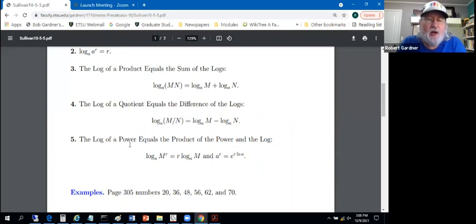And fifthly, the log of a power equals the product of the power and the log, that is log base a of m to the r equals r log base a of m. Notice that little exponent inside the log function has come out front as a coefficient. Now, if any of these are surprising, it's this one, but we'll go through and establish each of these.